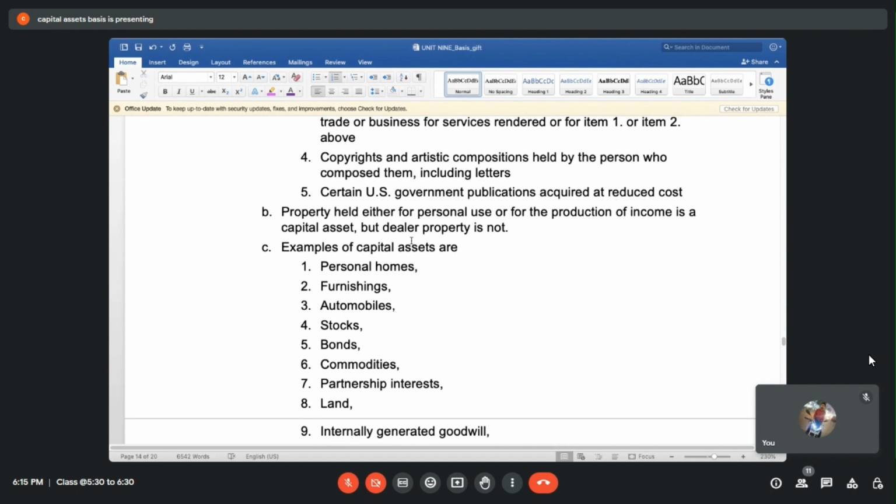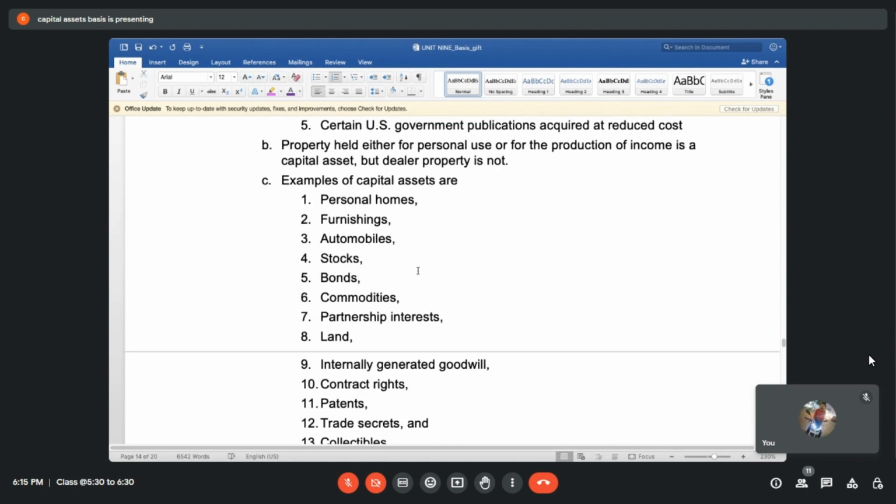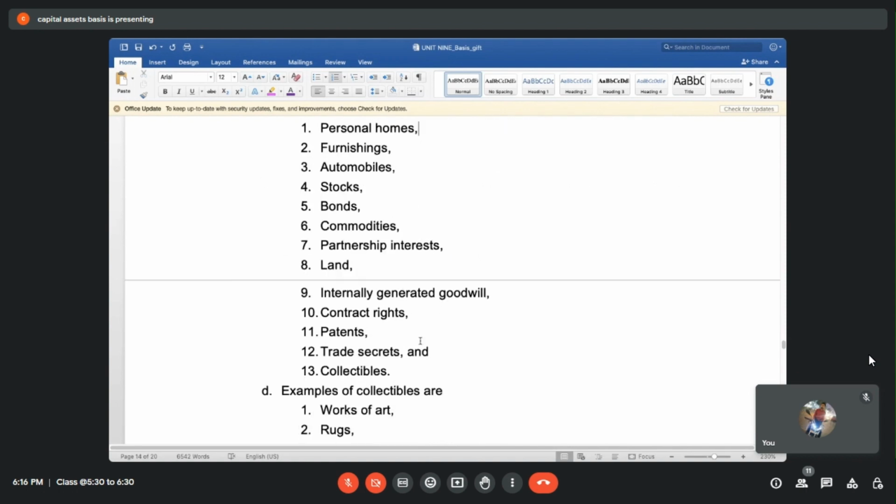Again, dealer property is obviously not a capital asset. If there is a stock dealer buying thousands of millions of stocks every day and selling them off, that's their business. It's not a capital property for them. But if there is an investor who's buying stocks, maybe every day, and keeping them, either for short term or long term, that becomes a capital asset. There are certain examples that they have given.